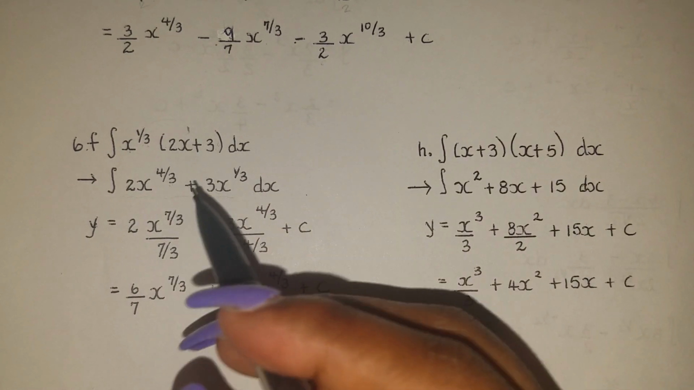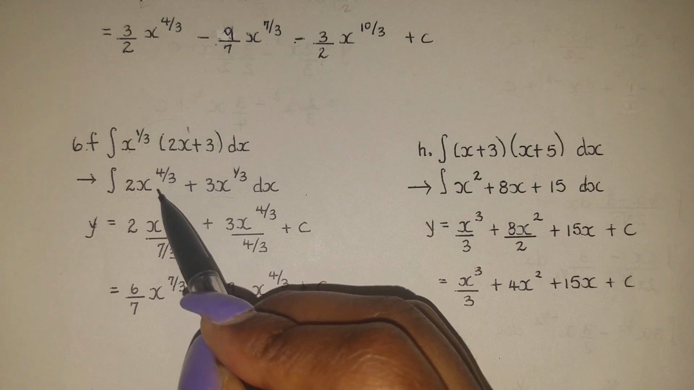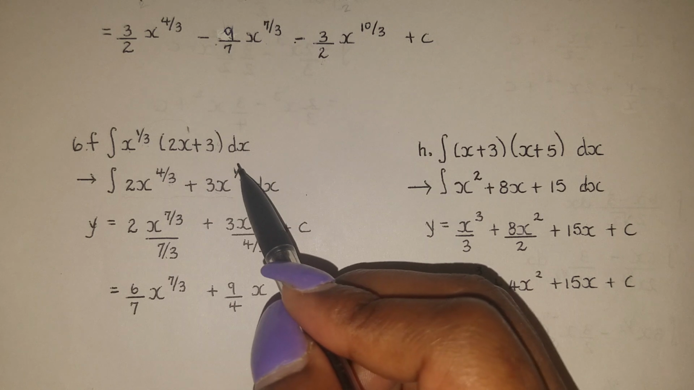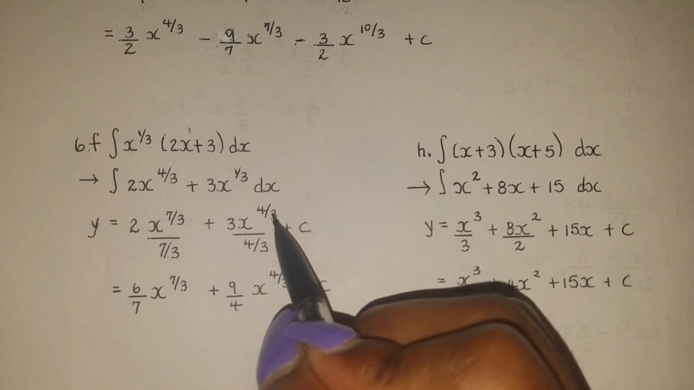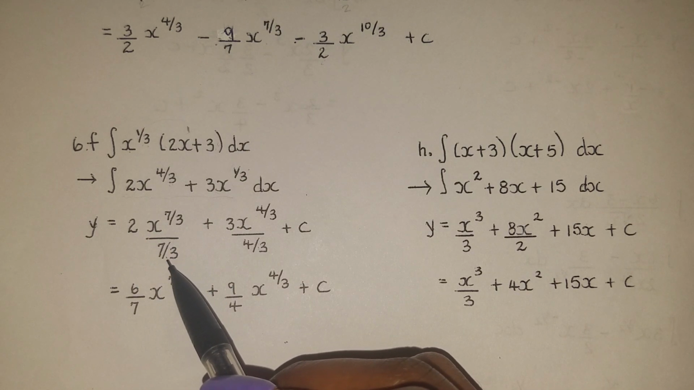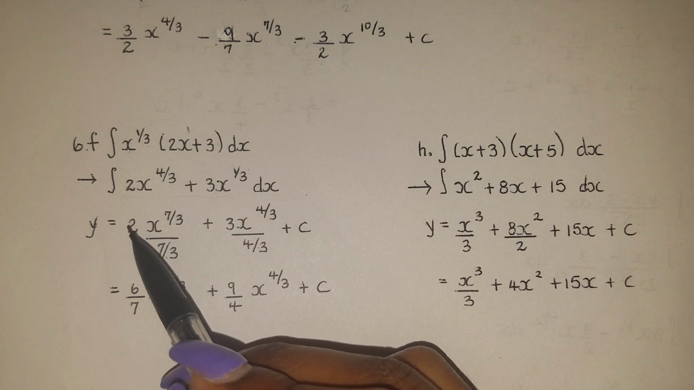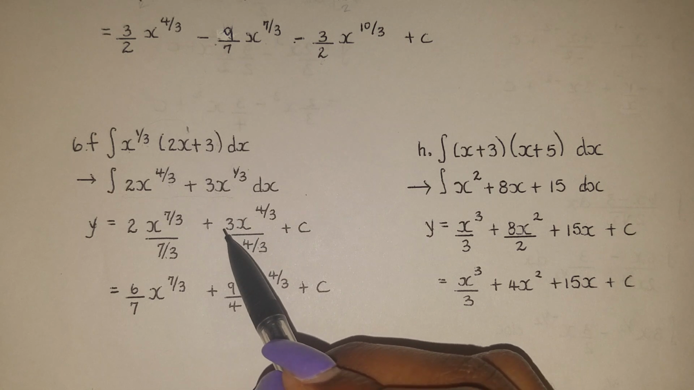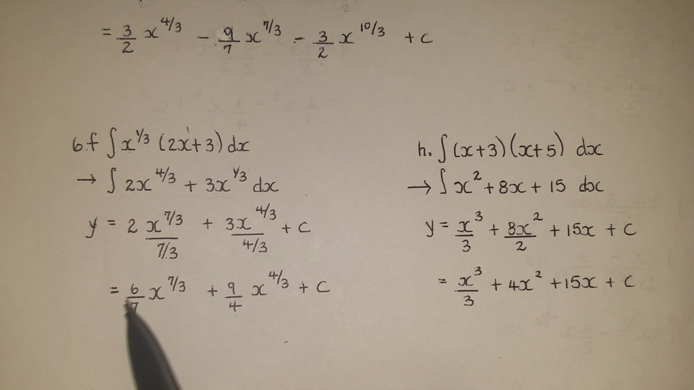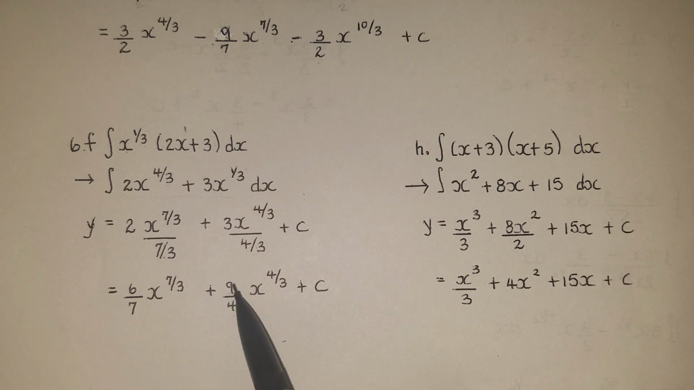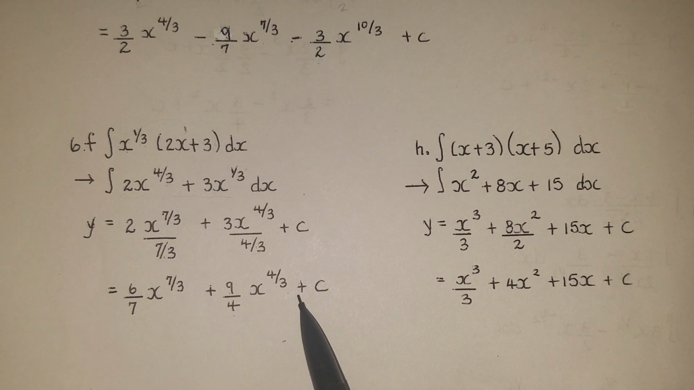So this is now the function we are integrating. And as before, we add 1 to our power. This will give us 7 over 3, and we divide by 7 over 3. Add 1 to a third here to get 4 over 3, and we divide by 4 over 3. This goes up as 3 over 7 and gets multiplied by the 2 to give 6 over 7. This goes up as 3 over 4 and gets multiplied by this 3 to be 9 over 4, making our answer 6 over 7, x raised to 7 over 3, plus 9 over 4, x raised to 4 over 3, plus c.